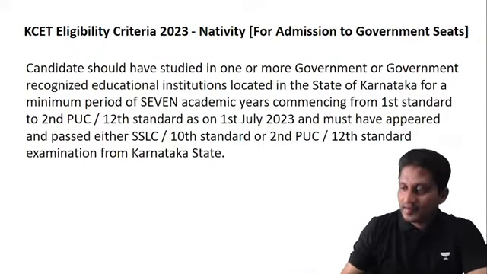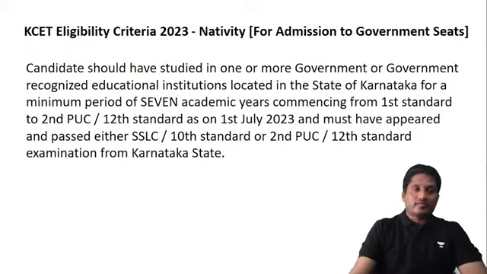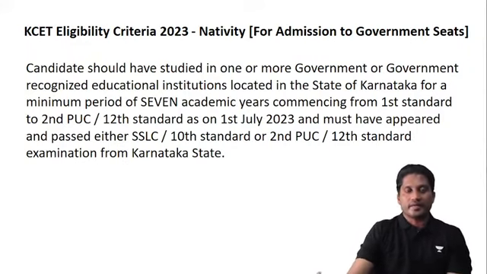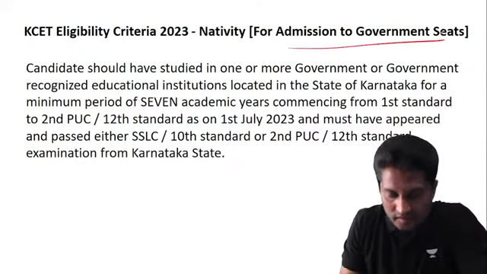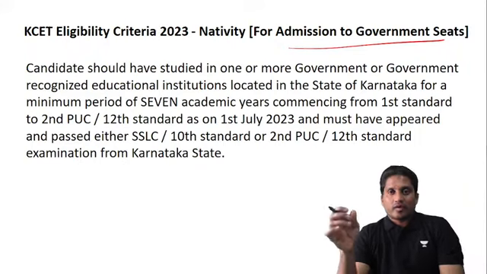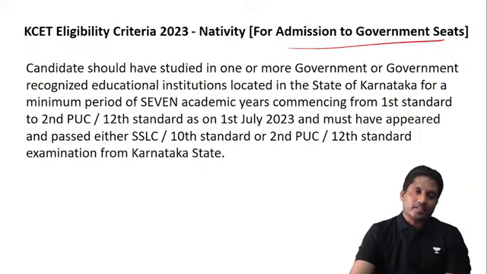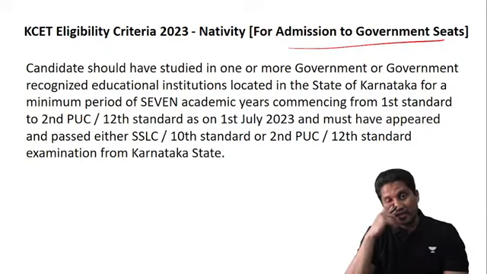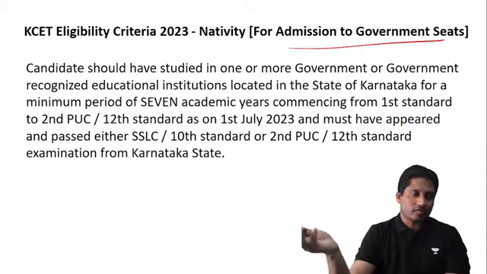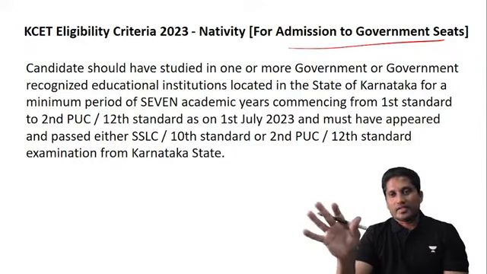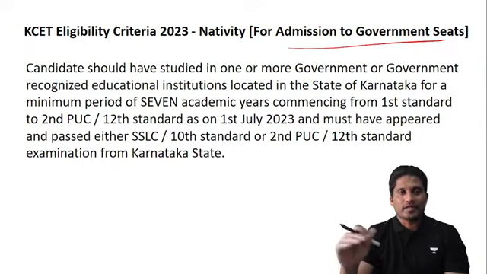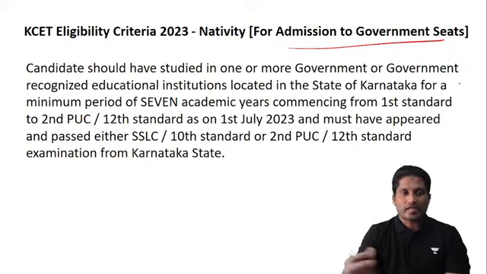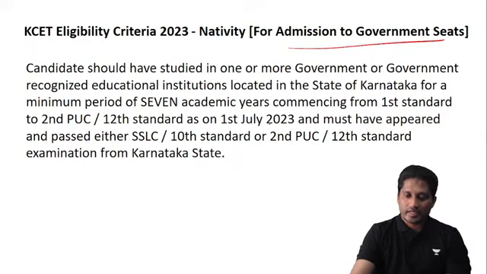Sorry, guys, I'm back again. Now listen. Under the eligibility criteria for 2023 nativity for admissions to government seats, candidates should have studied in one or more government or government recognized educational institutes located in the state of Karnataka for a minimum period of 7 academic years. It can be more than seven as well. Some people study 8 years, 10 years, but minimum 7 years of study should be there, from first standard to second PUC or 12th standard as on July 2023.